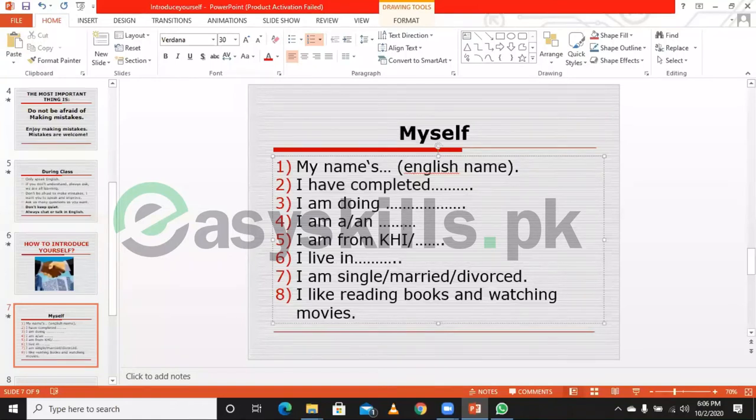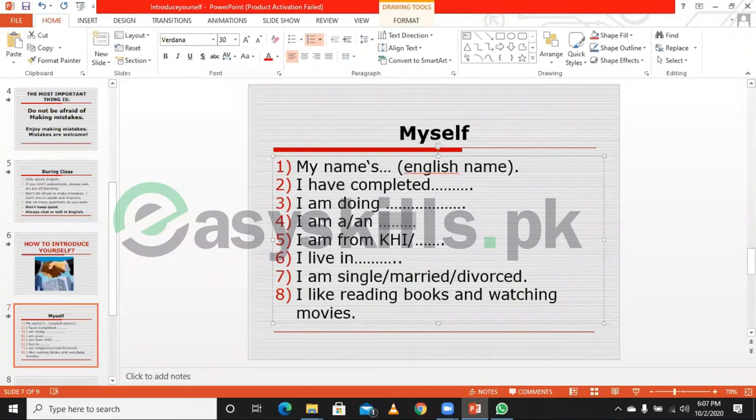Next, what do you do? What's your job? Number 4, what's your job? I am an engineer. I am a teacher. You can see here a or an. This is particularly used with a noun. A or an are used with a noun. But remember, articles have their usage. We will learn in coming classes how to use articles. Here you would use your profession.